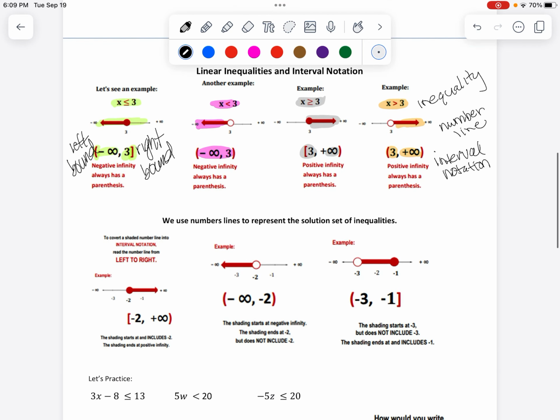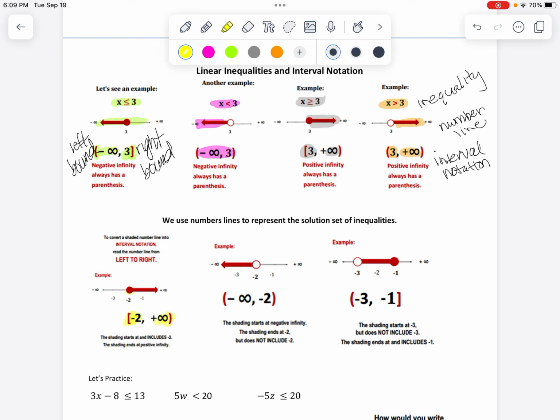Next, we're going to use a number line to represent the solution set of inequalities. So let's say they give you a number line. How do you write that in interval notation? So let's go on to the very first one. You see how far left does it go? It goes to -2. It's closed, that's why we use the bracket. To positive infinity, and that's why we use parentheses.